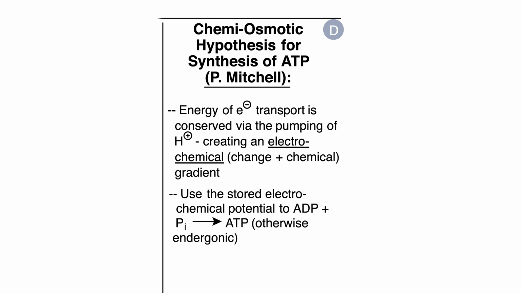Peter Mitchell figured out how the energy in that electrochemical gradient could be released and converted into the energy it takes to make chemical bonds. Mitchell's conclusions serve as the basis of what is called the chemiosmotic coupling hypothesis, and we'll be looking at that in some detail later.